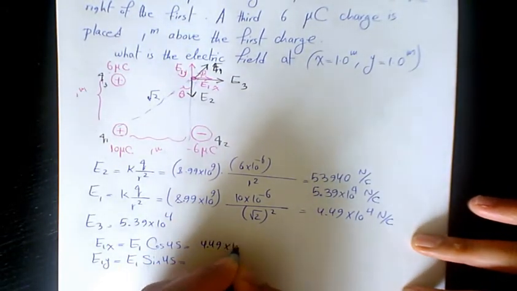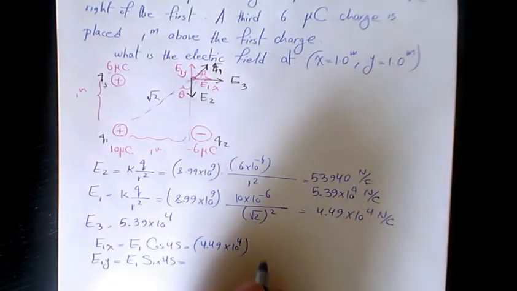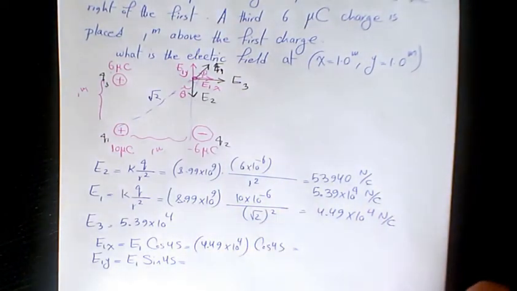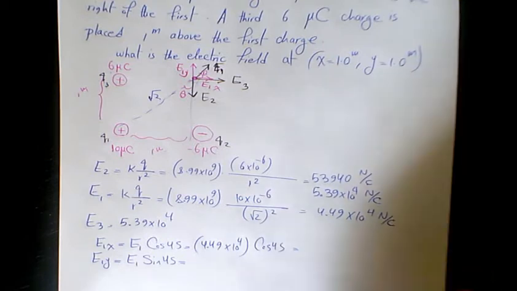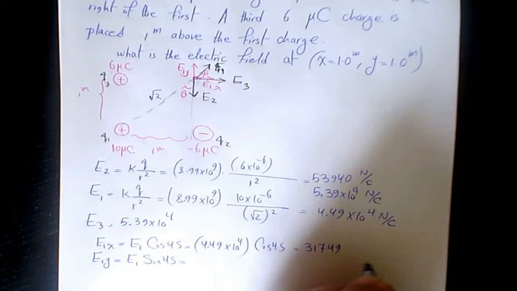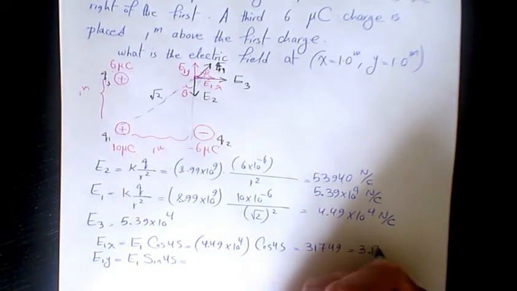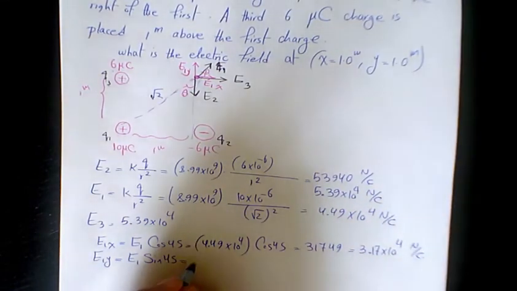So we don't need to calculate it twice. 4.49 times 10 to the power of 4 times cosine 45 will be 31749, or 3.17 times 10 to the power of 4 Newton per Coulomb. Same thing here.